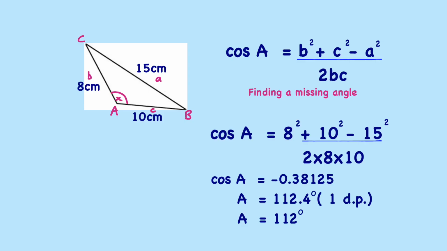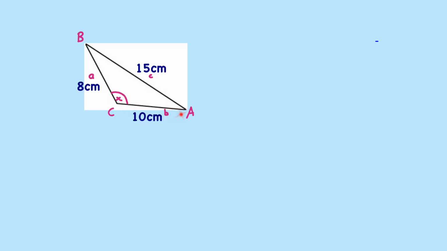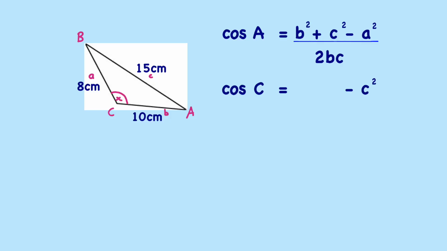Now, as mentioned previously, if the triangle was labelled differently, for example, instead of being A, B, C, but C, A, B, instead of using cos A equals B squared plus C squared minus A squared over 2BC, you would change the letters in the formula. So we're trying to find angle C. So angle C is what we're trying to find.